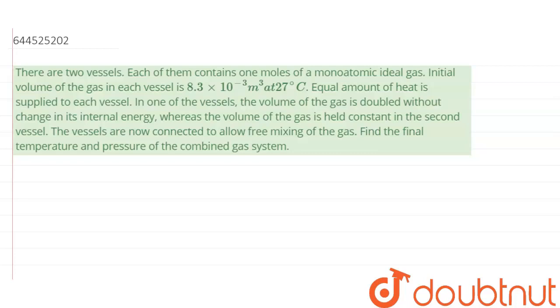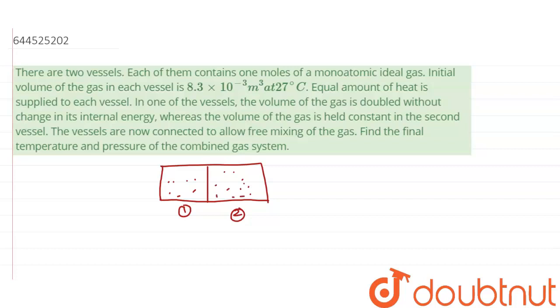Okay, this is our question. I hope you all understand it. Now we are going to start the solution. Let us consider that these are two vessels. These are separated. This is vessel 1 and this is vessel 2, filled with the monoatomic gas.